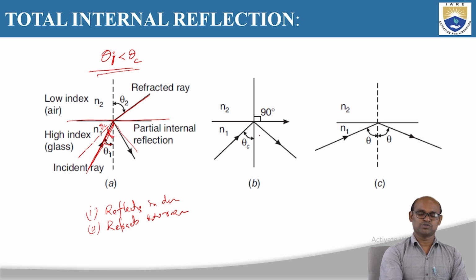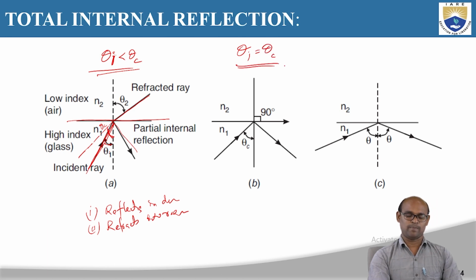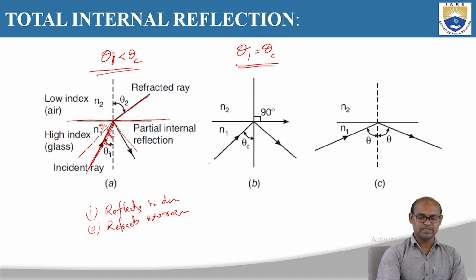So there is no total internal reflection when theta I is less than theta C, because there is part refraction. Now let us take condition 2, which is theta I equal to theta C. Theta I is exactly equal to theta C. Because theta I is equal to theta C, the light grazes at the interface. There is no total internal reflection even when theta I is equal to theta C.